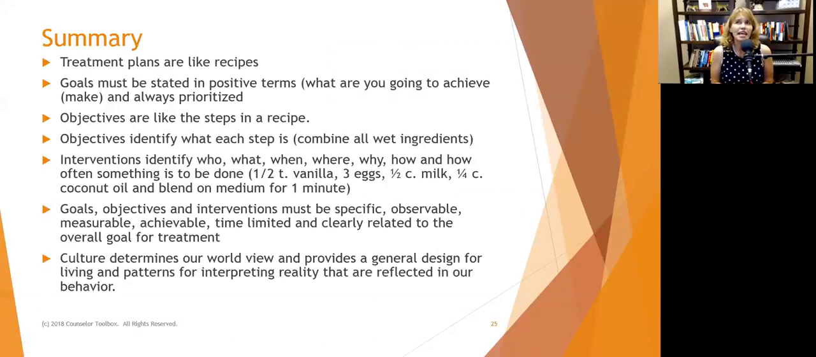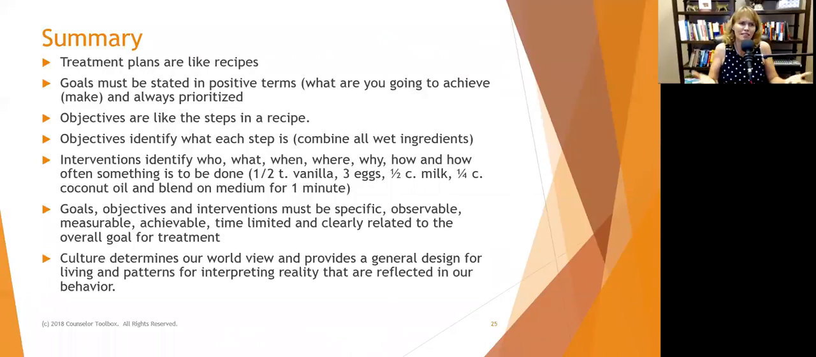Goals need to be stated in positive terms. Instead of saying, I'm not going to be hungry anymore, I might say, I'm going to bake a casserole, or I'm going to bake bread. And goals are prioritized. If I'm going to make a 5-course dinner, I'm going to have to prioritize what to do when. The salad's going to be made last because that needs to stay cold. The marinara sauce is going to be made first because that takes 2 days. And I'll prioritize my goals.